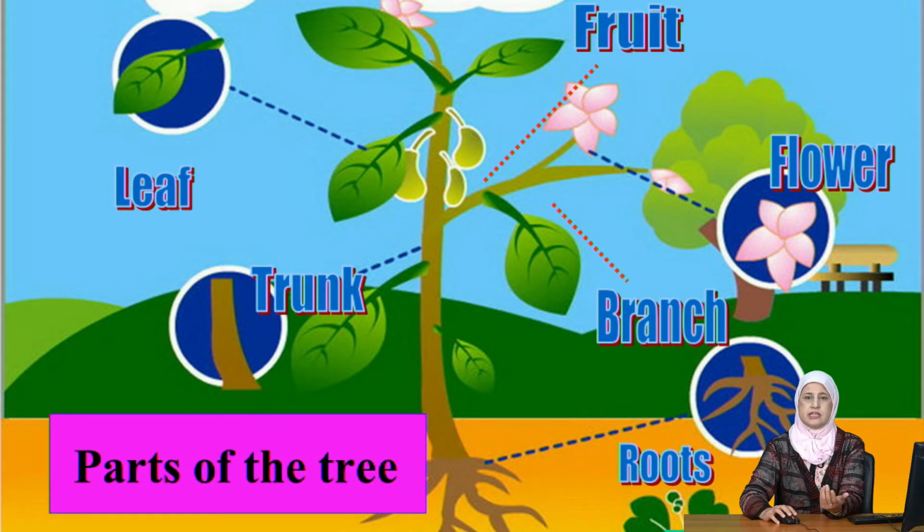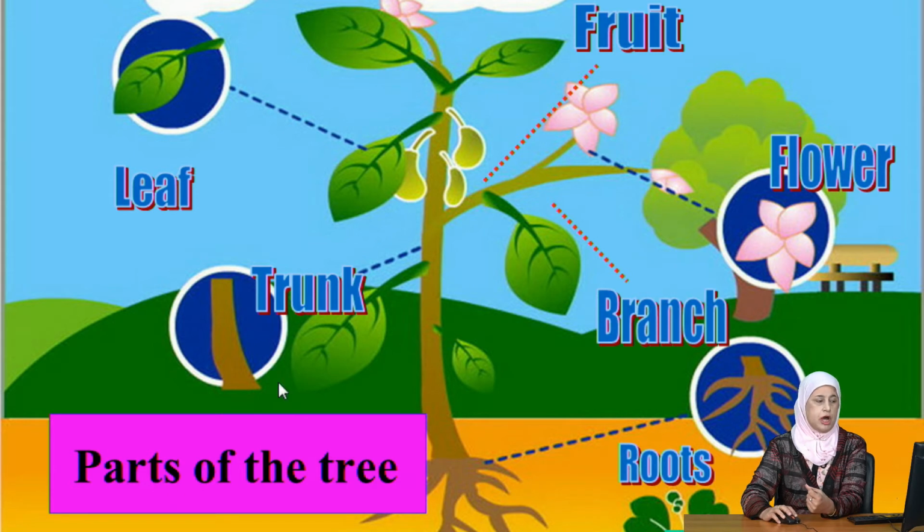In Thai we say kan. Branch, branch. The next one is leaf. L E A F, leaf, leaf. The next one, flower. F L O W E R, flower, flower. Next one, fruit. F R U I T, fruit, fruit.